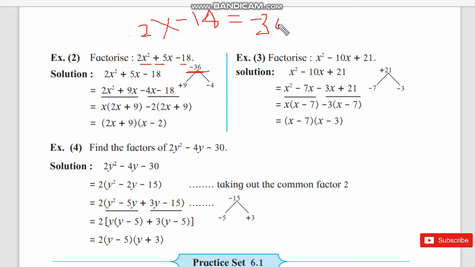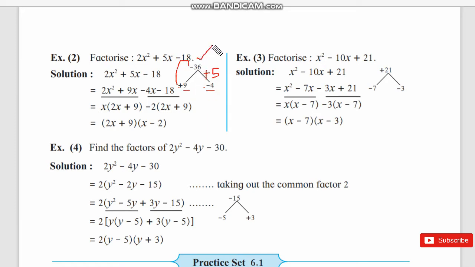Now the sum must be plus 5, so we write here plus 5 as the sum of the factors. We are going to find out the factors of 36, and how can we get them? Let us see, 9 and minus 4. We are checking the two conditions: plus into minus, we get minus, 9 into 4 is 36.